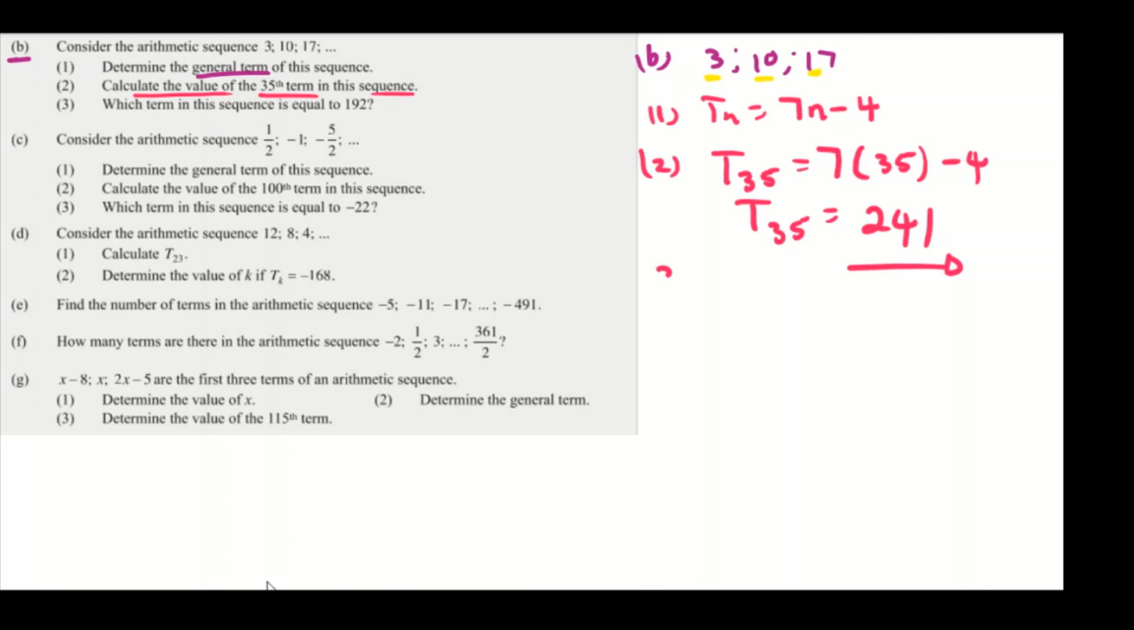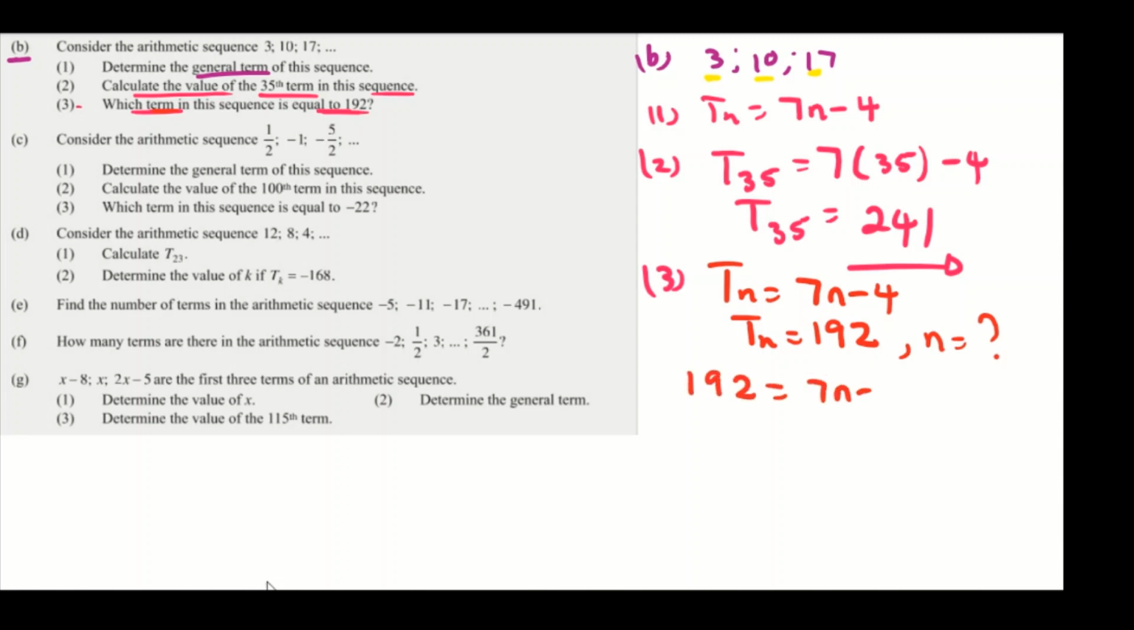And then the third part of the question says that we need to identify the term number, right? If Tn is equal to 192. They say which term in the sequence is equal to 192, so meaning that you're having your Tn, which is equal to 7n minus 4, but Tn is equal to 192. So that's what it means when it says which term in the sequence is equal to, so meaning that we want n, right? So where Tn is, you're going to put 192 equals 7n minus 4.